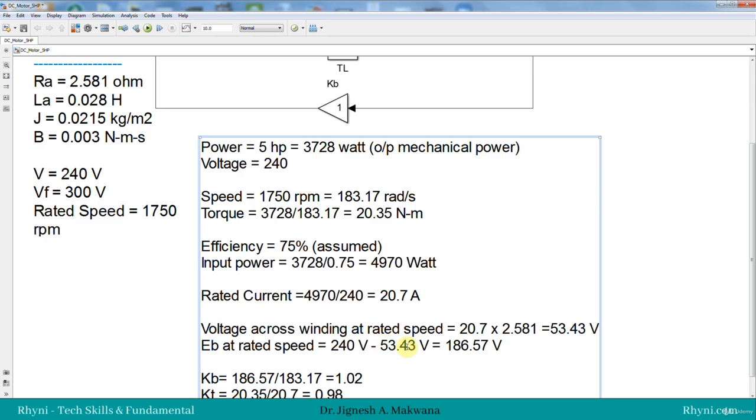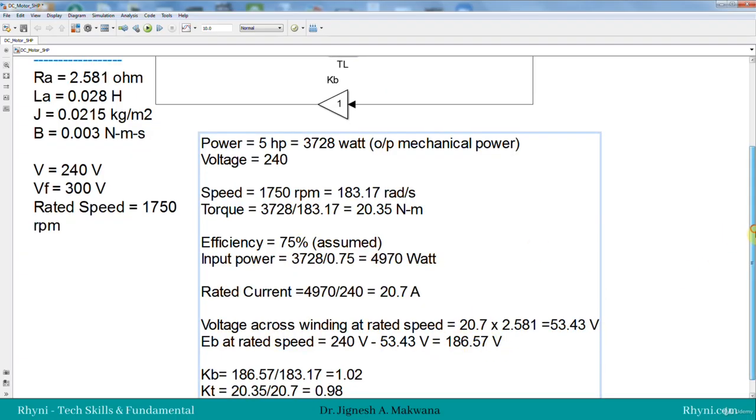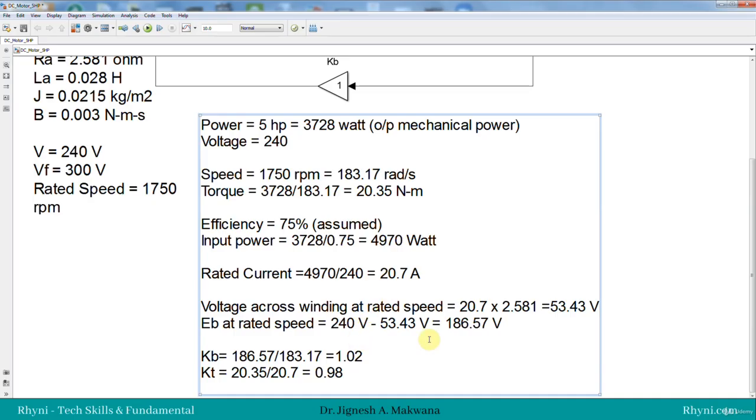You can recall the circuit diagram of the DC motor that we have discussed. Back EMF is equal to 240 volt minus the voltage across resistance, or winding, 53.43, and that equals 186.57 volt. So this is the back EMF at rated speed. Now we have all the required quantities and parameters.